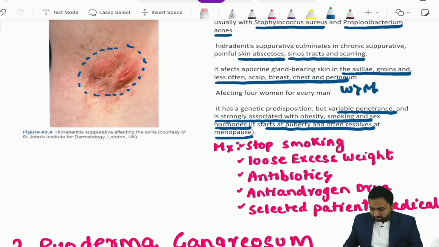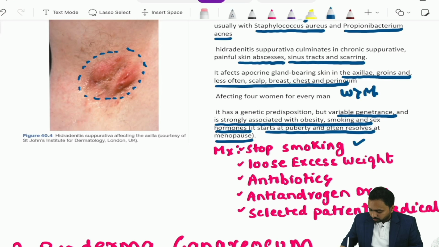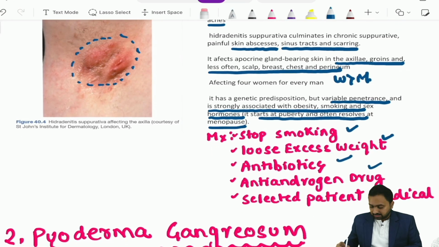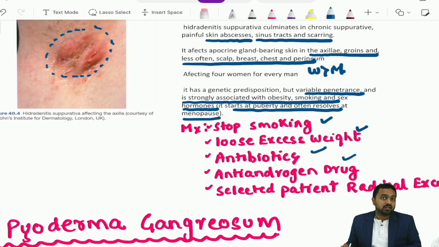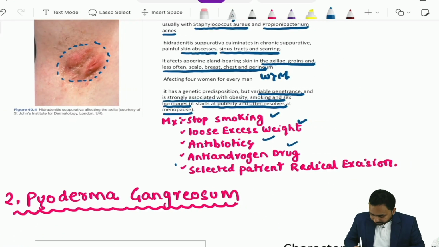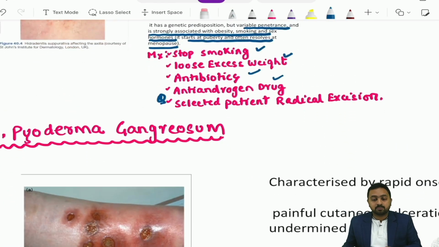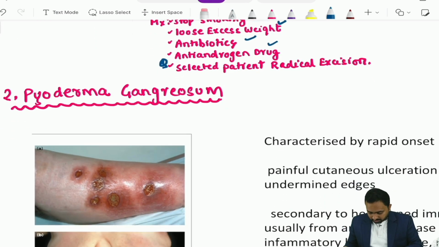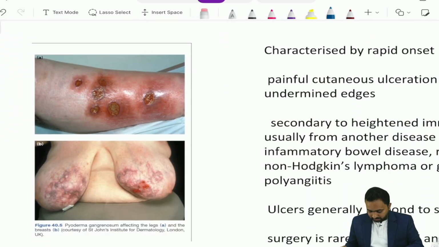So, the management would include stopping smoking, losing excess weight, antibiotics, anti-androgen drugs, and selected patients would require radical excision. Then we have pyoderma gangrenosum. So this is the image showing pyoderma gangrenosum affecting the legs and the breast.